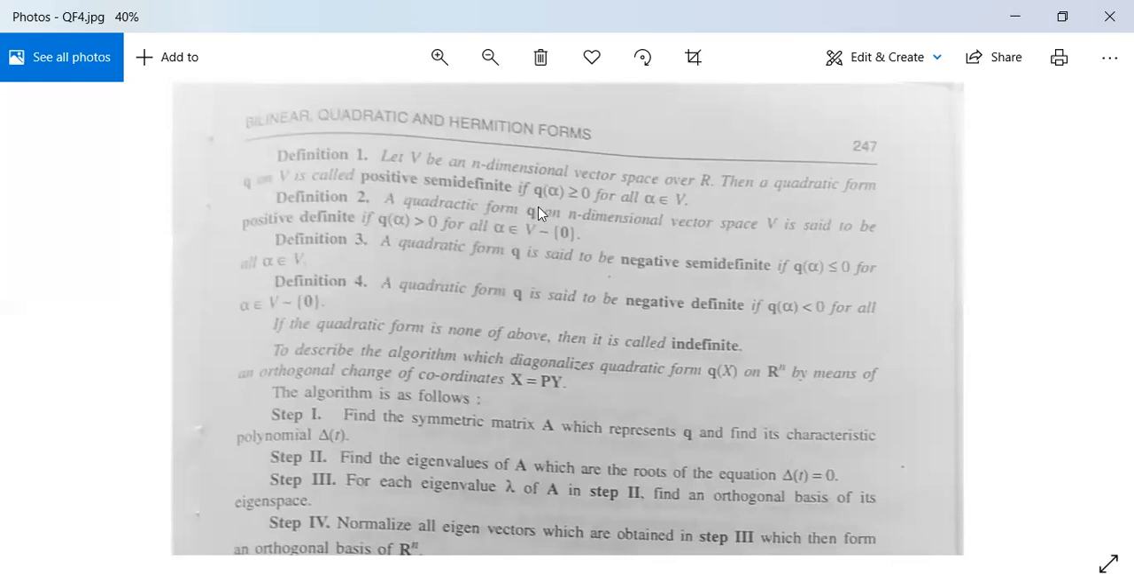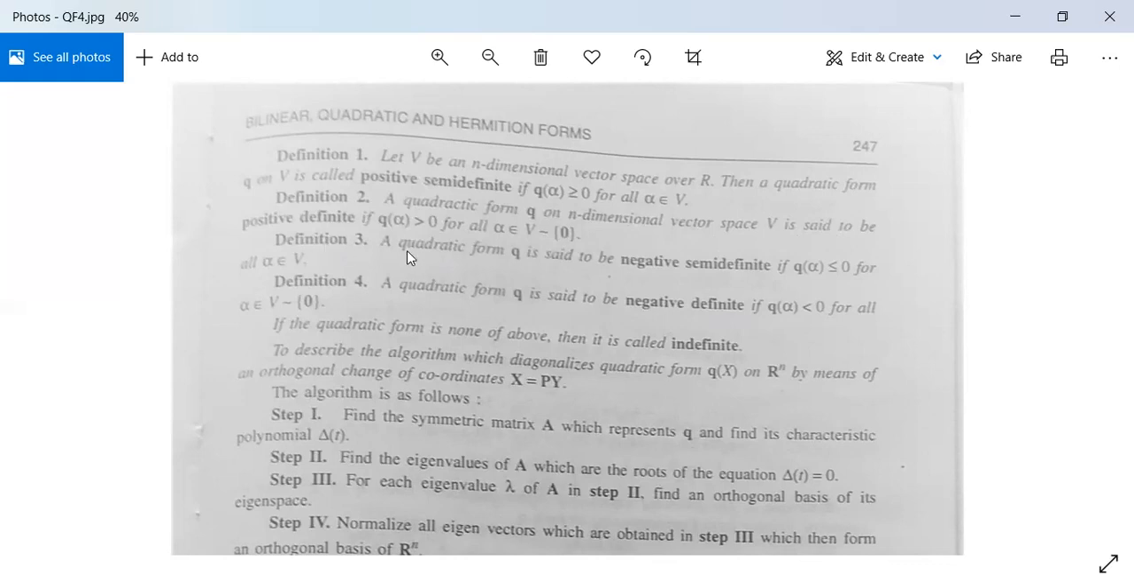Second definition, a quadratic form Q on n-dimensional vector space V is said to be positive definite if Q alpha is greater than 0 for all alpha in V minus 0. See here, it was semi-definite, now it is definite. For definite, it should be greater than 0, no equality sign.